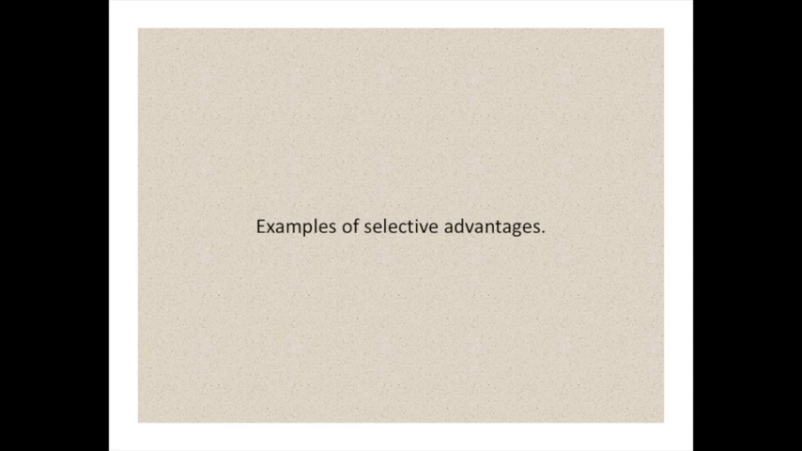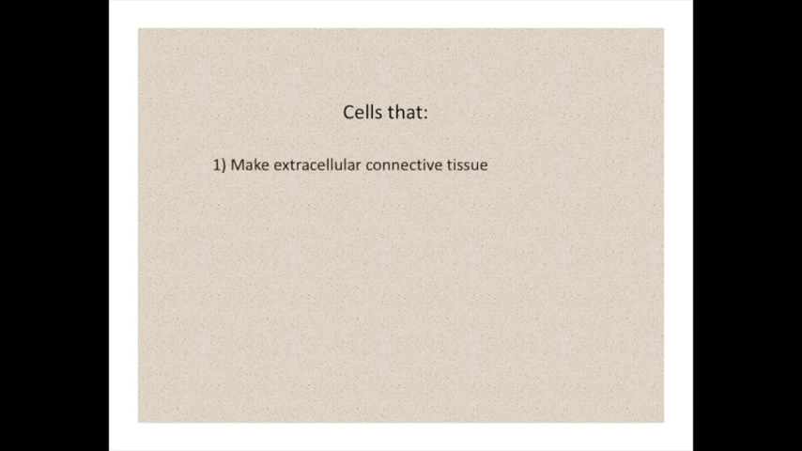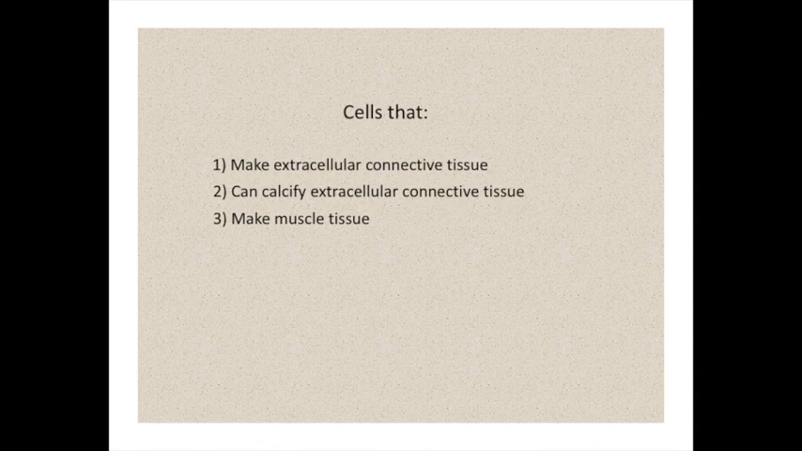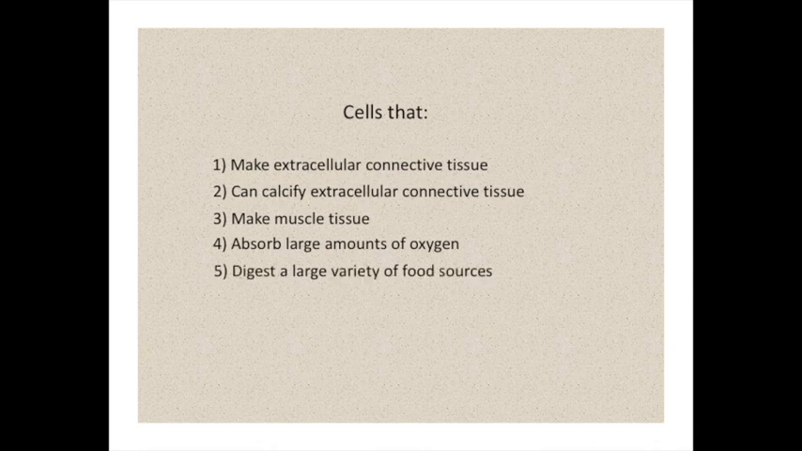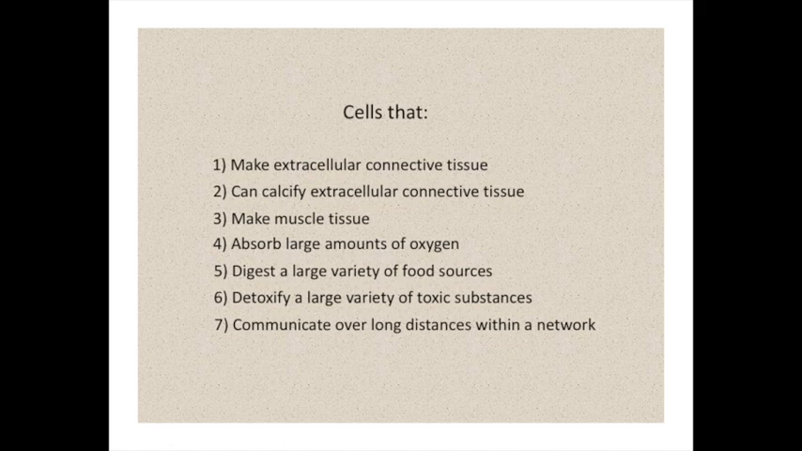Examples of selective advantages: cells that make extracellular connective tissue, can calcify that extracellular connective tissue, make muscle tissue, absorb large amounts of oxygen, digest a large variety of food sources, detoxify a large variety of toxic substances, communicate over long distances within a network, combat foreign invaders, etc., etc.